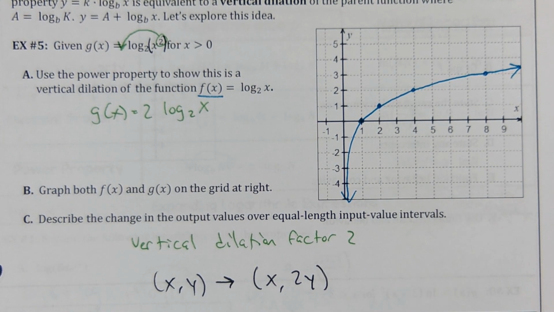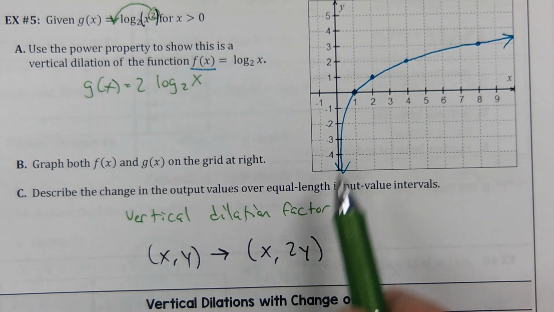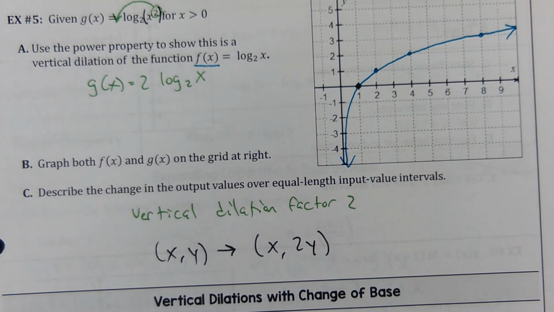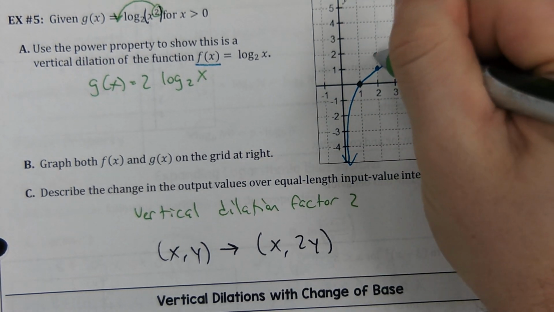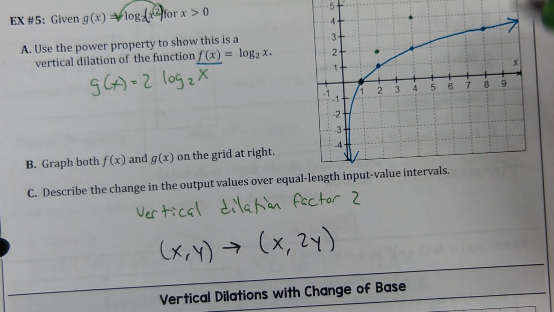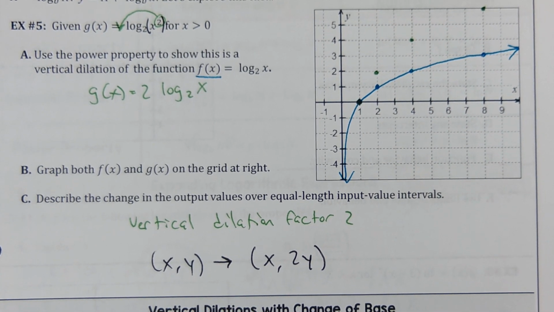Now, let us graph g of x. Instead of actually plotting points, I'm just going to use the transformational rule that says to double this thing's y values. This y value is 0. It doubles to remain 0. This y value is 1. It doubles to 2. This y value is 2. It doubles to 4. This y value is 3. It doubles to 6, which is technically on the picture.